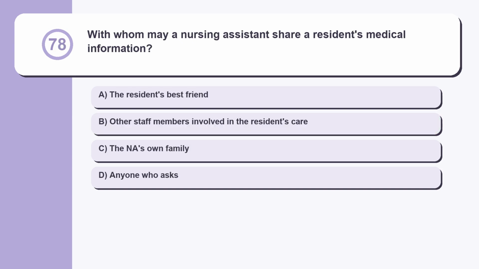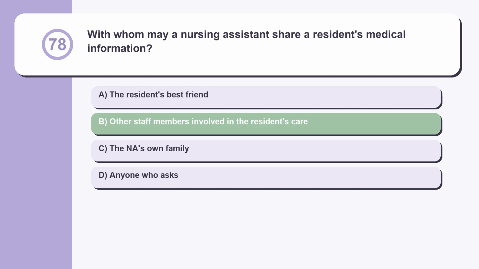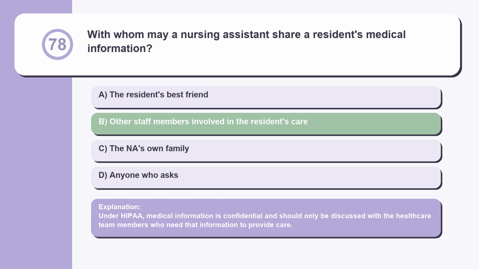Question 78. With whom may a nursing assistant share a resident's medical information? The resident's best friend, other staff members involved in the resident's care, the NA's own family, anyone who asks. Under HIPAA, medical information is confidential and should only be discussed with the healthcare team members who need that information to provide care.